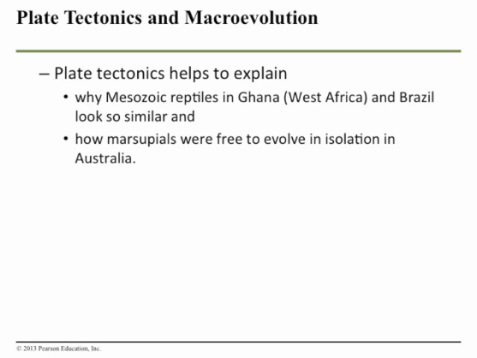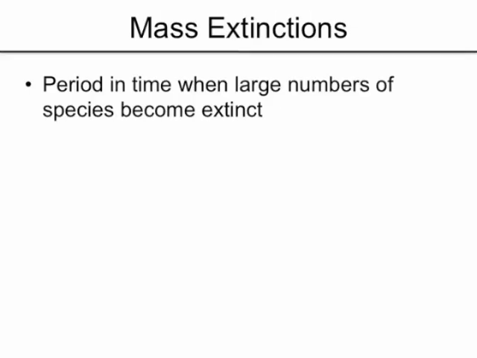So one of the large things leading to large-scale changes and patterns that we see in species today was plate tectonics, continental drift. Another large thing that has driven evolution is mass extinctions. Looking through the fossil record, we've determined that there are many instances where large numbers of species have gone extinct at once. A mass extinction is a period in time when a large number of species cease to exist all at once.